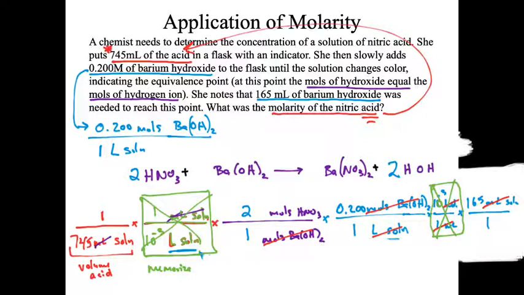That said, I won't make you do that. But you don't necessarily put it into the calculator. You definitely don't have to put it into the calculator because it cancels. It should be there, but not inputted. So now what do we do? What's in the numerator? 2 times 0.2 times 165. What's in the denominator? 745.